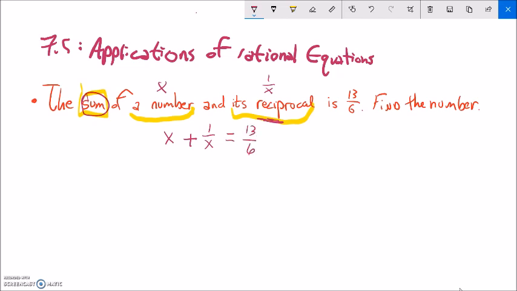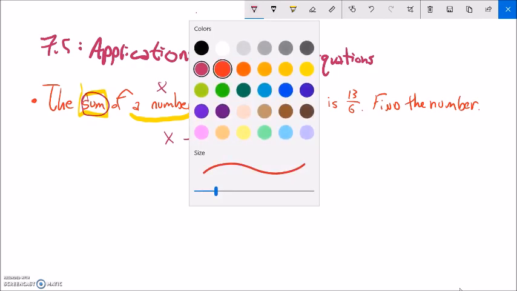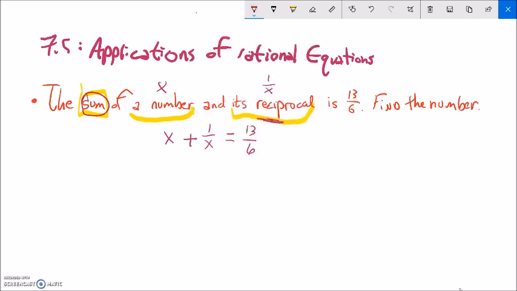So now I'm going to solve that. I'm going to find a common denominator to wipe out those denominators. So it's 6x. So I'm going to multiply both sides by 6x. And if I distribute that in, that becomes a 6x squared. Plus, if I distribute it in here, the x's will cancel, leaving me a 6. Here the 6's cancel, leaving me a 13 times x.